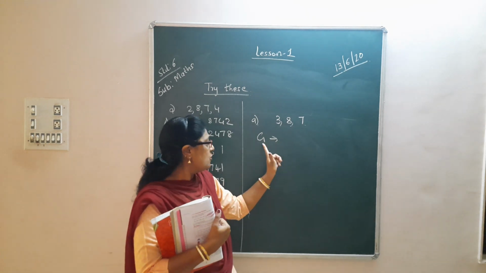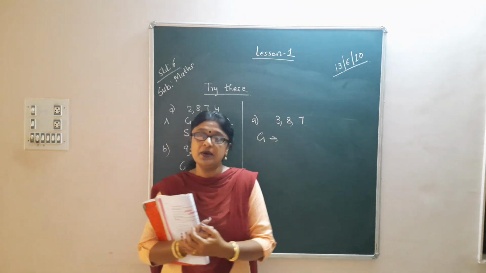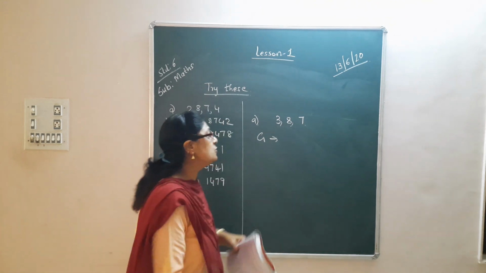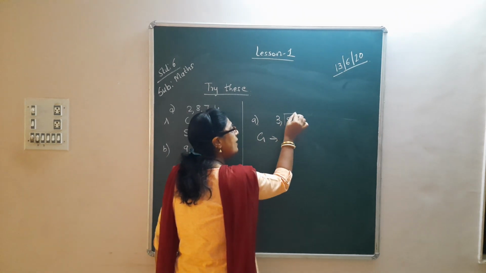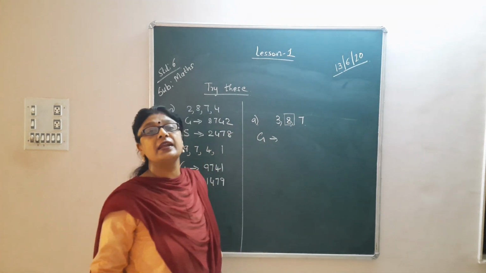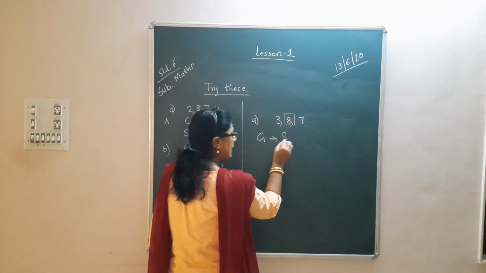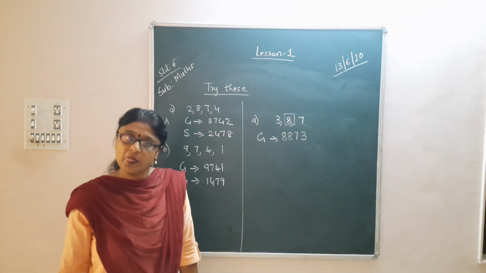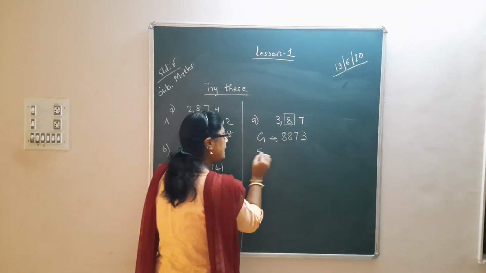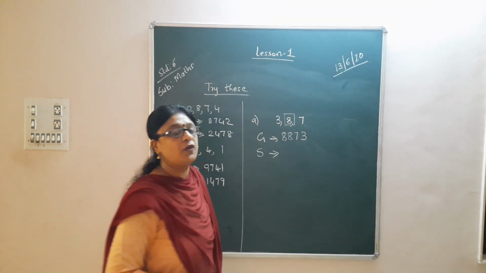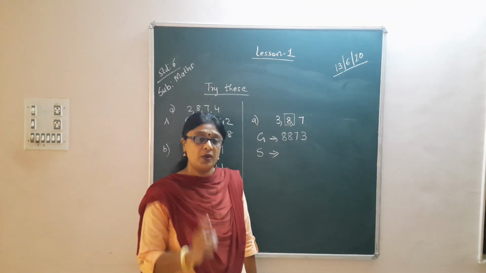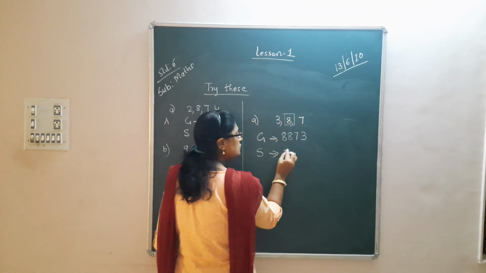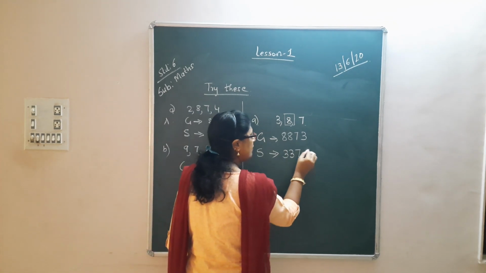Okay, so when you have to make the greatest number and you are told that you can repeat any one number, then to make the greatest number, you have to repeat the greatest digit. So 8, 8, 7 and 3. Okay? And for making the smallest number, you have to repeat the smallest digit. Which is the smallest digit? 3. So 3, 3, 7, 8.